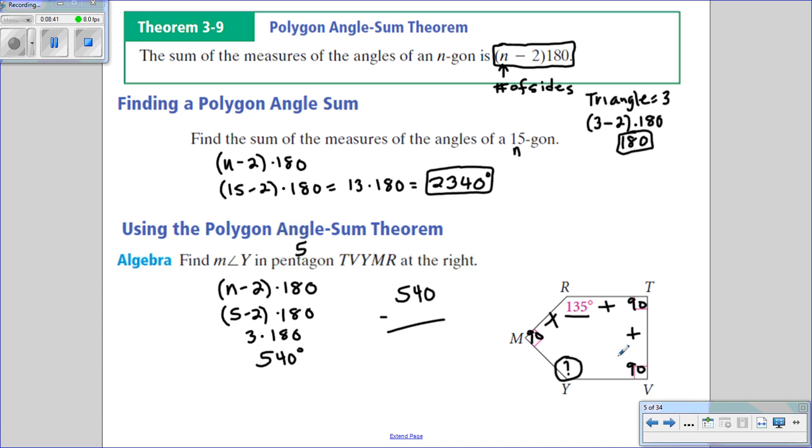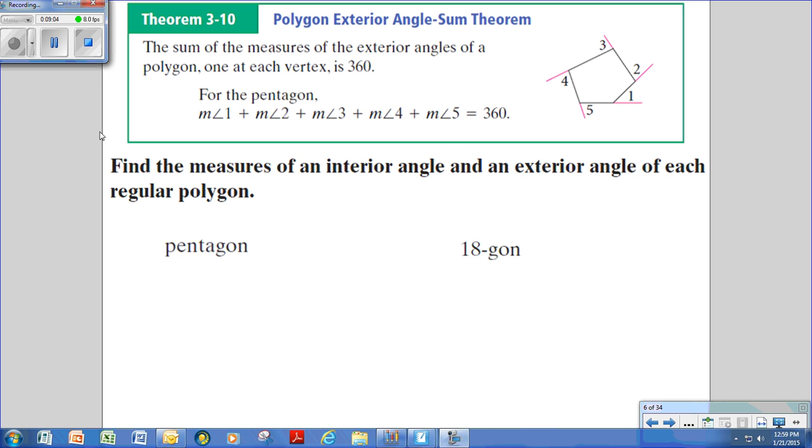All right, so when we add up all these given angles, you get 405. Now when we subtract that from 540, the missing angle would be 135 degrees. So that's how we use the polygon angle sum theorem.